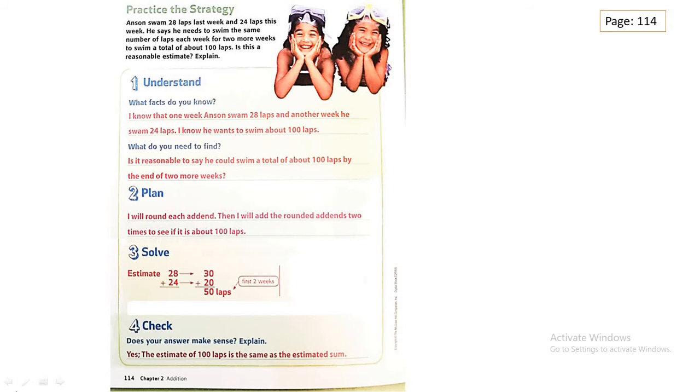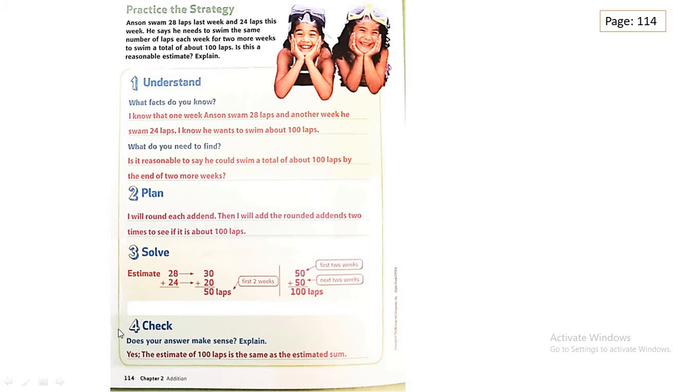The third step is to solve. The estimation of 28 plus 24 is 30 plus 20, and the sum is 50. This is for the first 2 weeks. And to find the total, we should add 50 to 50. This 50 for the first 2 weeks and this 50 for the next 2 weeks, and the sum is 100 laps, which is the same as the estimation in the problem, right?